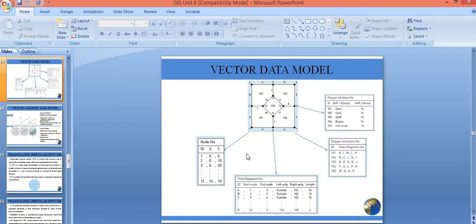You have a line called A. So for that line A, which are the nodes meant for that? You have a point called 1 and you have a point called 2. Okay, node, point, both are same. So first you have to store the points, then you have to store the lines, then you have to store the polygons.